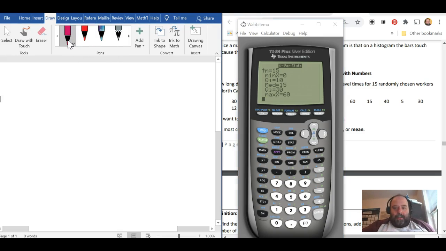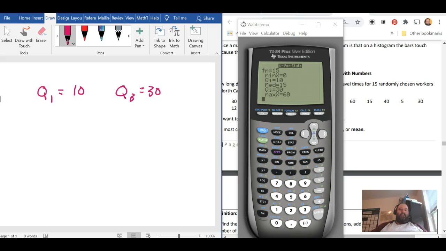The important numbers are that Q1 is equal to 10. That's the first quartile. Q3 is equal to 30, right? So 25% of the data is below 10, 50% of the data is between 10 and 30, 75% of the data is above 30. So the IQR, the range between the quartiles, is Q3 minus Q1, which is 30 minus 10, which is 20.